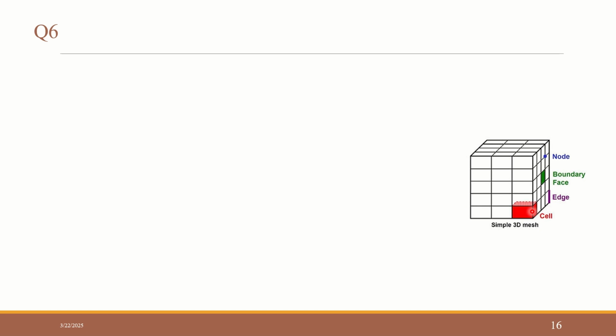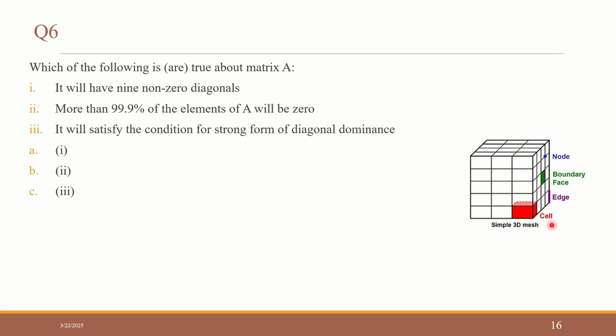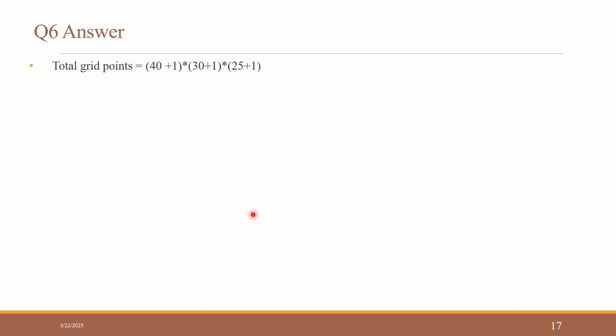Similarly, if we talk about here, we are dividing into 3 divisions and we have 4 grid points including the boundaries. I am talking about inclusion of the boundaries. So it is 3 plus 1 and similarly 5 plus 1. In the z direction also we can say similarly. So the total grid points is 40 plus 1 into 30 plus 1 into 25 plus 1. This is inclusive of the boundary points. So total grid points is 41 into 31 into 26.